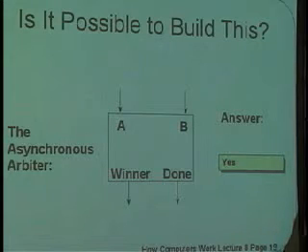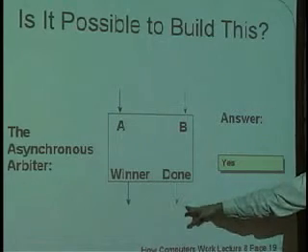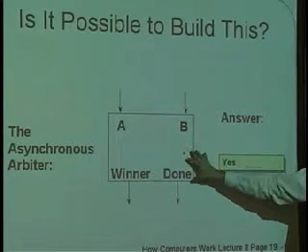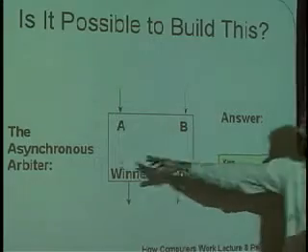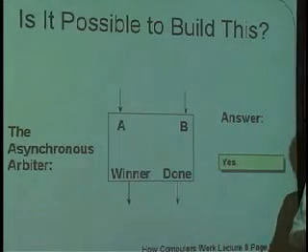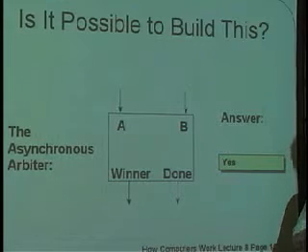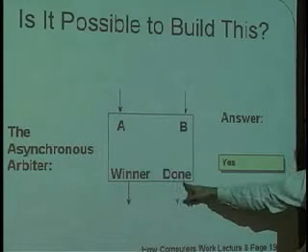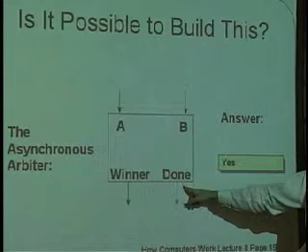And as soon as you see that that has taken place, you say, now it's done, and you raise the flag here. So it is possible to build this asynchronous arbiter, the one that has no fixed time limit on how long it should take to make up its mind, but it's not possible to build one that has to give this done answer within a finite amount of time.